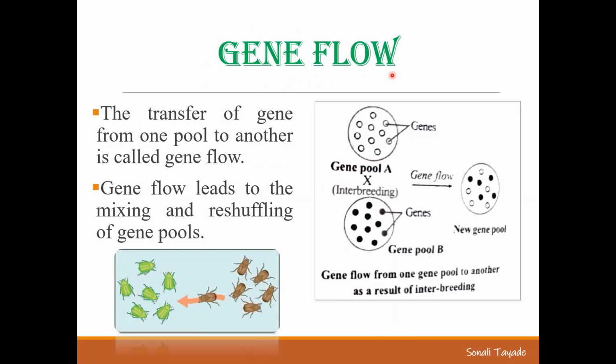Now we will discuss gene flow. This diagram shows the gene flow from one gene pool to another as a result of interbreeding. So this is the gene pool of population A and this is the gene pool of population B. When population A and population B show interbreeding, there is a transfer of genes from this population to this population. As a result, a new gene pool is formed. So this transfer of genes from one population to another population is called gene flow.